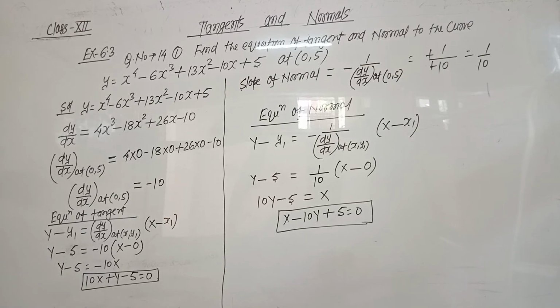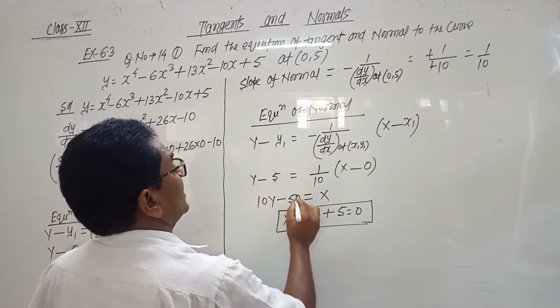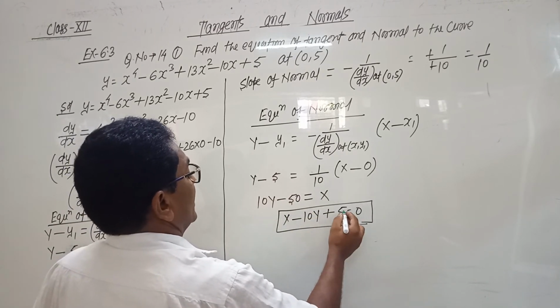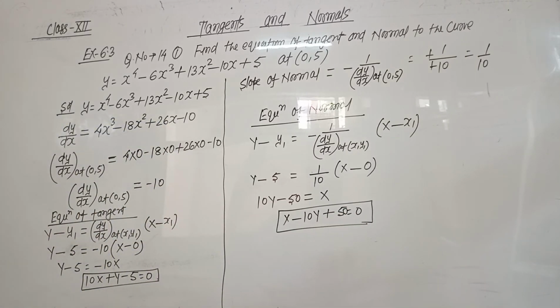x minus 10y plus 5 equals to 0. This is the equation of normal.